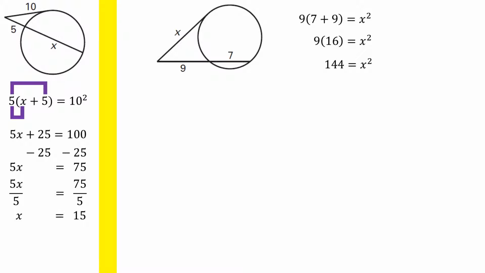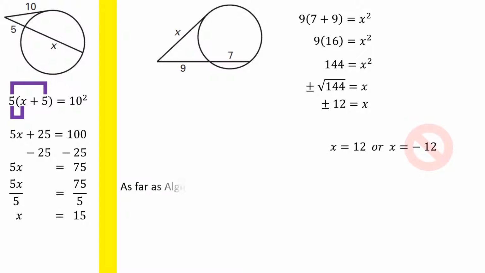Now here comes the exciting part. I've got to take the square root. Now in algebra, I know when I take the square root and a variable is involved, I need to put the plus or minus in front of that square root symbol. Right? So in algebra, I should be trained to understand that x could be 12 or that x could be negative 12.